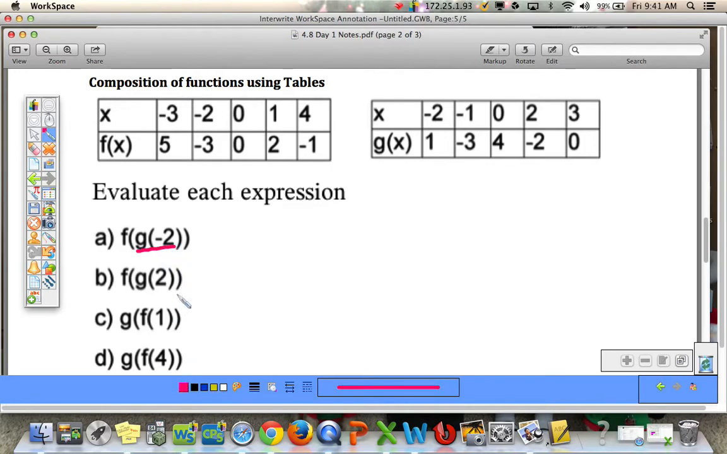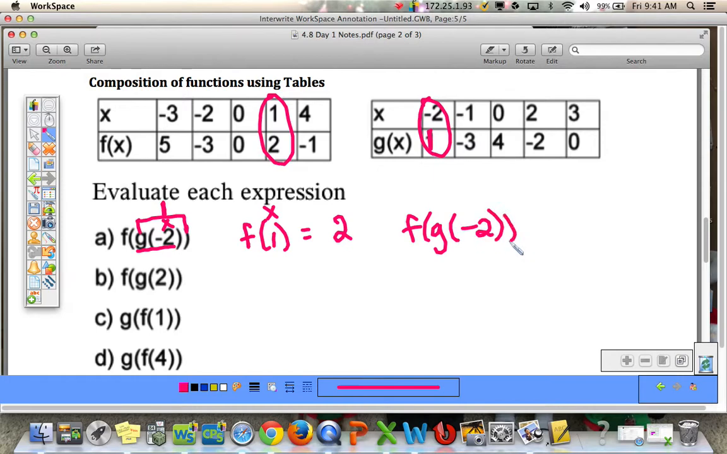Here's the inside function. Start there first. The answer to g of negative 2, this is x. So if the x value is negative 2, what's the y value, g of x? All right, so here's the g function. If x is negative 2, the answer is 1. So let's replace this. This answer is 1, so now we're looking at f of 1. All right, so f of 1 means when x is 1, what's the answer, f of x? So when x is 1, the answer is 2. So we say f of g of negative 2 equals 2. So you did the first function, use that answer to find the answer to the second function. The answer is 2. Let's try another one.